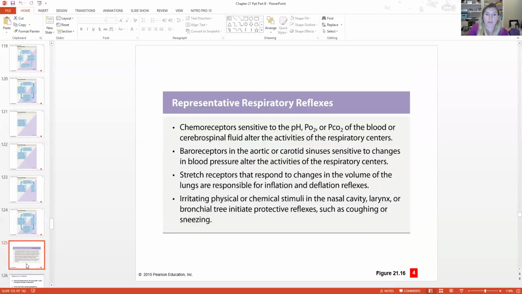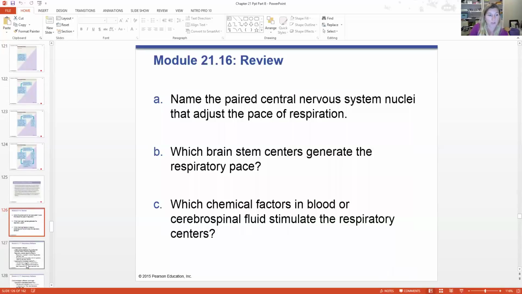So some reflexes. You have chemoreceptors that are helping to monitor our blood concentrations of oxygen and carbon dioxide pH. Baroreceptors that are within the aortic and carotid sinuses, sensitive to changes in pressure, which can help alter the activities of our respiratory centers. Stretch receptors also activated. They're going to be responsible for the inflation and deflation reflexes, and any irritating physical or chemical stimuli can cause changes in respiration as well, coughing, sneezing, things like that. You can pause the video here, go back and review this section.